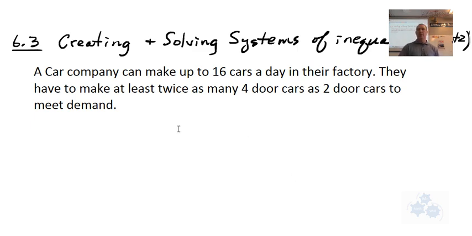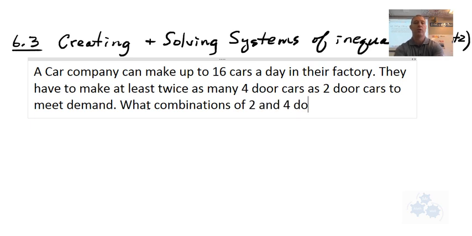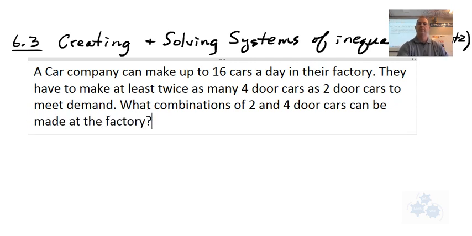So I asked you to copy this down. You should have this in your notes. It says a car company can make up to 16 cars a day in their factory. They have to make at least twice as many 4-door cars as 2-door cars to meet the demand. Okay? So the rest of this question would be, this is the situation. So a question that we might be able to answer, and we'll just add this: what combinations of 2 and 4-door cars can be made at the factory? All right, so that's the kind of question that we might be able to answer.